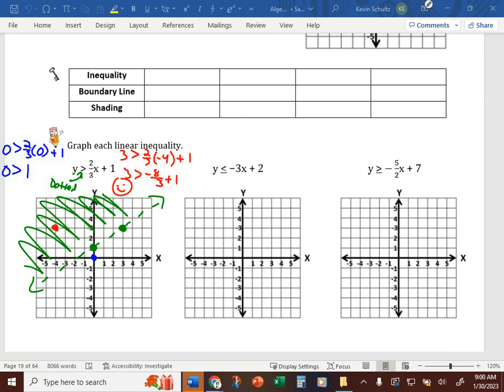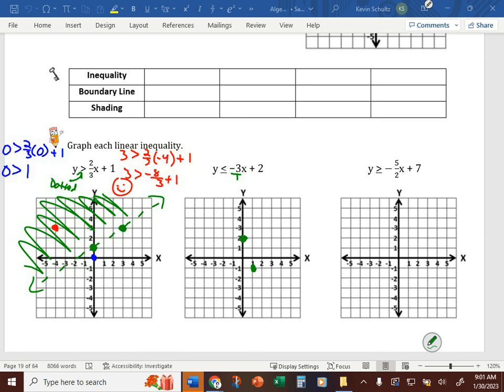y is less than or equal to -3x plus 2. Where's our first point getting plotted? Positive 2. Our y-intercept. Where are we going from here? What's our slope? -3 over 1. Remember, it is over 1. Down 3, right 1.